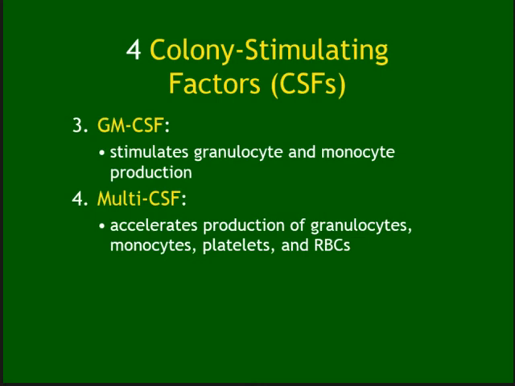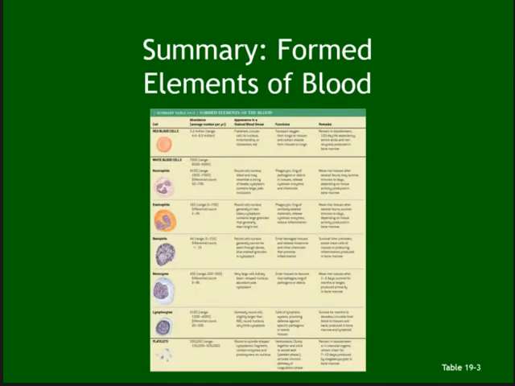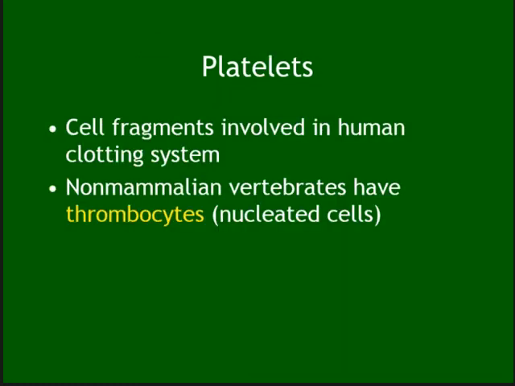There is one that can stimulate both granulocytes and monocytes together, and this is called the GM-CSF. So G for granulocyte, M for monocytes. Multi-CSF is the colony stimulating factor for everything, all blood cells. This is just a summary. You can study it. It's wrapping up all we talked about together, so it's useful. The next type after we finish the white blood cells is platelets.